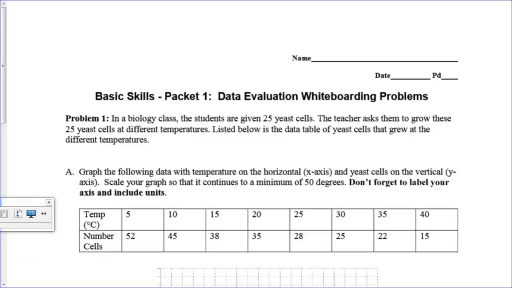All right, I'm going to be going through the first packet in the Physics Basic Skills unit. This is mostly about graphing and how to scale a graph and how to find a line of best fit and things like that. So if you're looking for more help with those sorts of skills, this is the video for you.